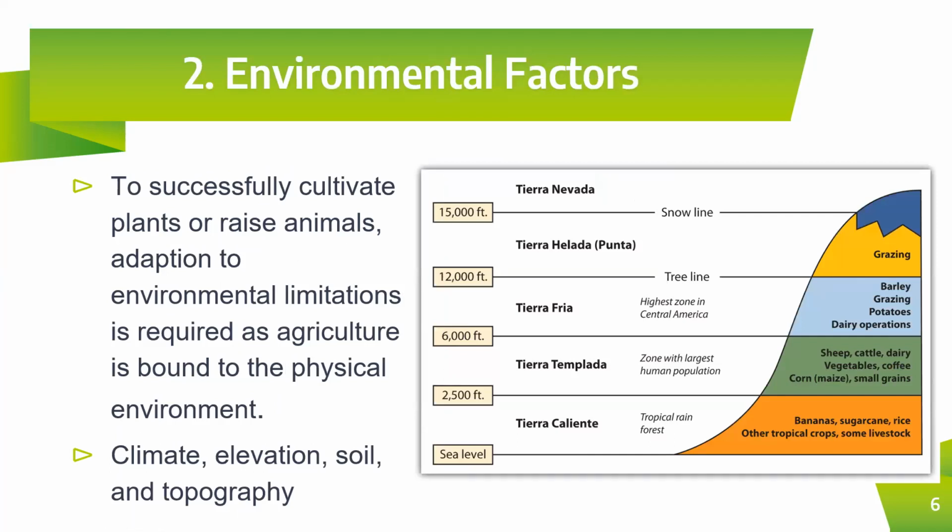Related to agriculture, as a beginning understanding of this, are environmental factors. To successfully cultivate plants or raise animals, adaptation to environmental limitations is required, as agriculture is bound to the physical environment. So basically, adapt or you won't be successful. There are four environmental factors that really determine how successful growing crops or raising animals might be: climate, elevation, soil, and topography.